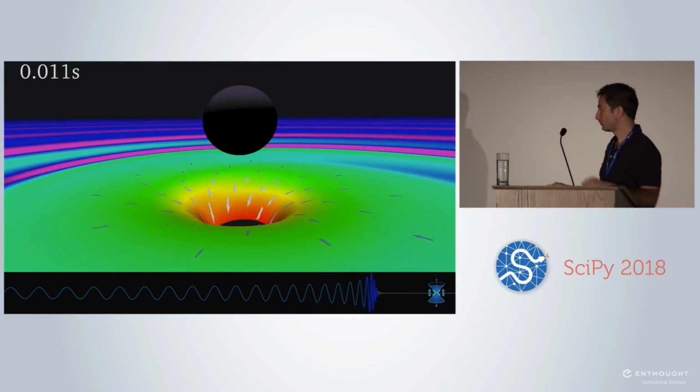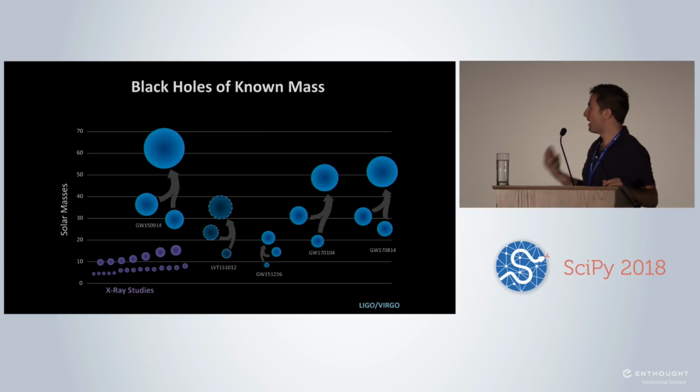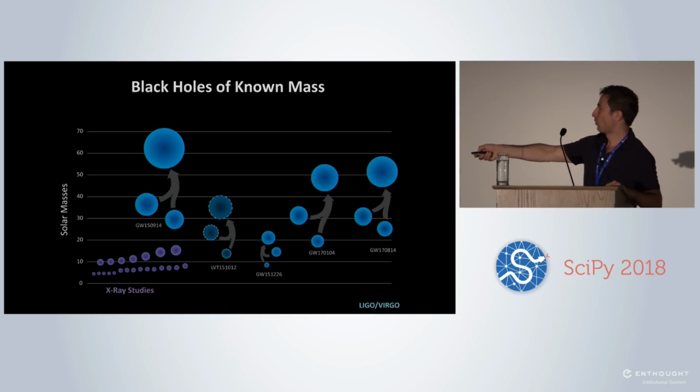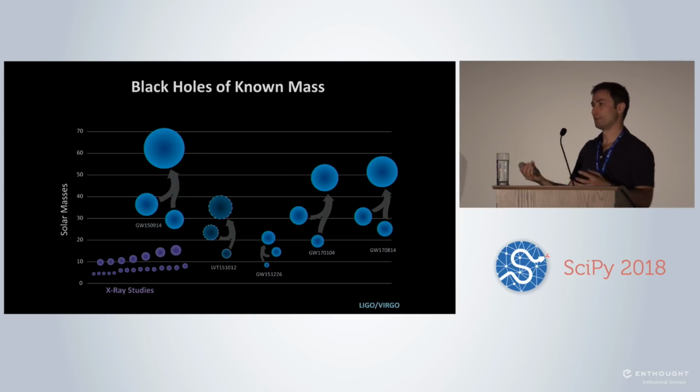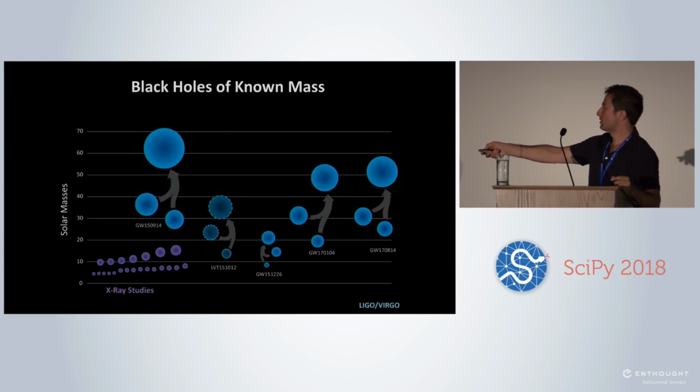So since then, we've detected many more black holes, and so we've assembled a rogues gallery of binary black hole mergers that we've detected through gravitational waves. These purple ones in the lower left corner are black holes that we've detected using more conventional means, using X-ray telescopes to look at a black hole that's accreting matter from a donor star. And we can look at the X-ray emission from that accretion, and we can use that to determine the mass of the compact object. And so all of these black holes have masses of maybe 5 to 10 solar masses.